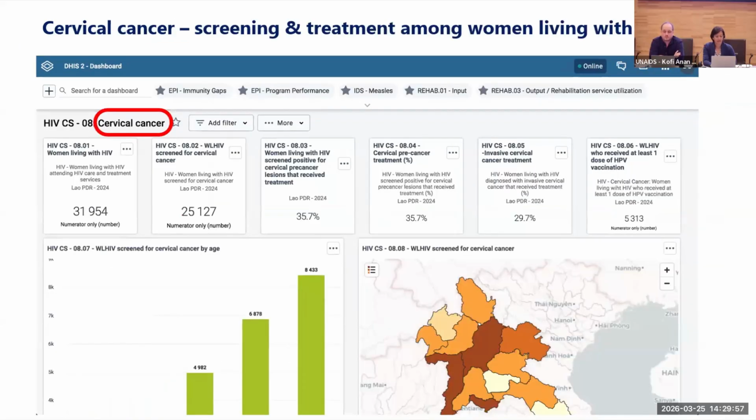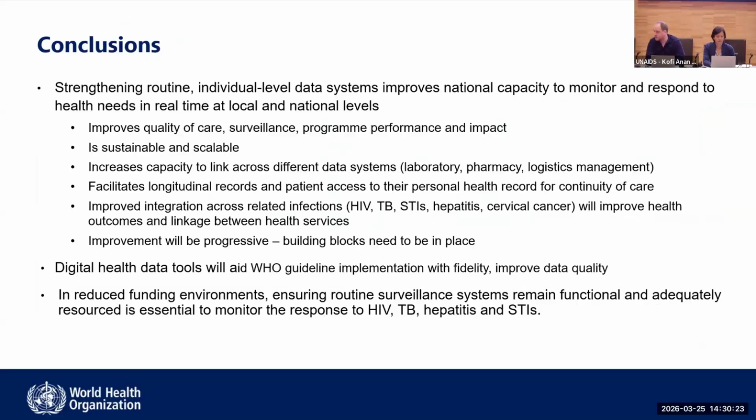For cervical cancer, the focus is on women and girls living with HIV because they have a 6-fold higher risk of getting cervical cancer. So the start point here on the top left is women living with HIV who are attending care and treatment services, and then through the cascade of whether they were screened, whether they received a diagnosis for precancer or invasive cancer, and then whether they were treated or not.